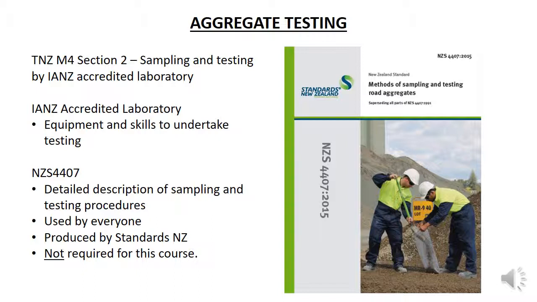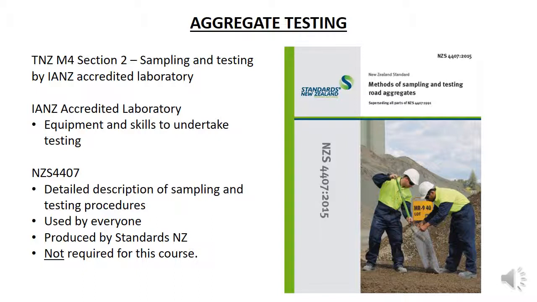This means that the results of testing on specific materials provide an accurate indication of its properties and allow designers and road controlling authorities to set out specific requirements based on these tests and have confidence that the road will perform as anticipated.